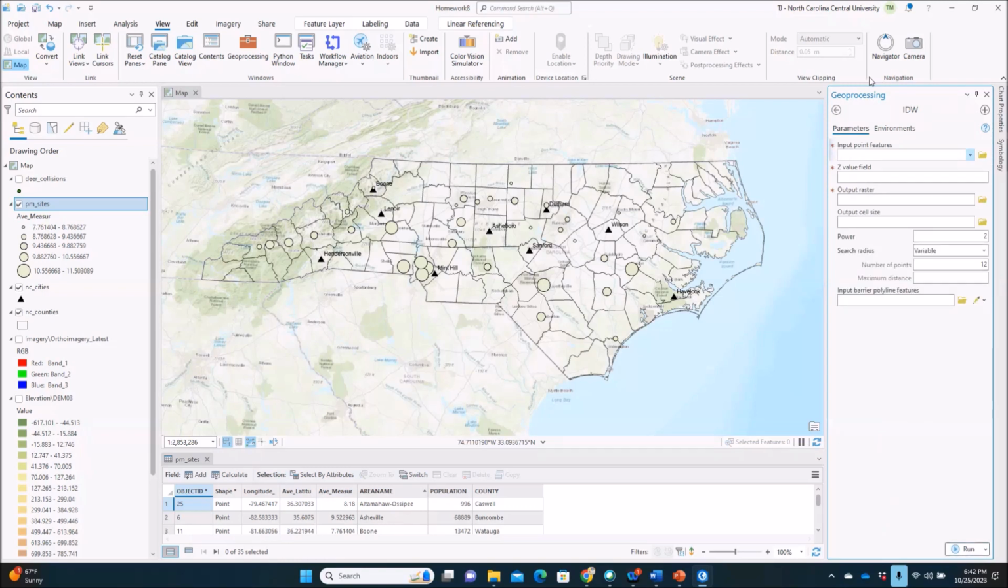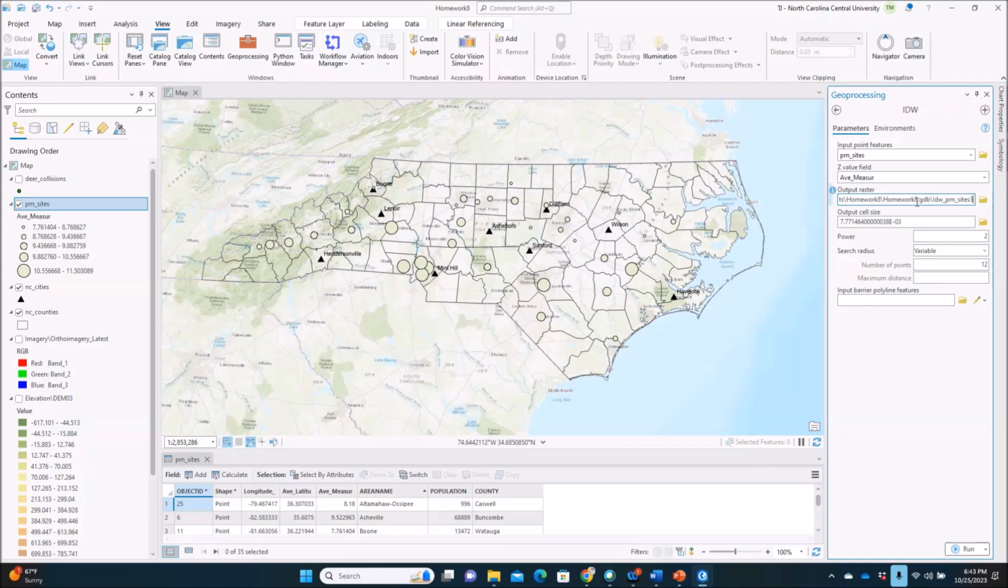And then we're just going to look at the input parameters that we have right here. So our input point features are going to be what? They're going to be our PM sites. In my Z field is going to be the average measure value. Because you notice it's got three possible values. It's got latitude, it's got longitude, and it's got the average measure value. And then basically we have the population at the city there. We don't worry about that.